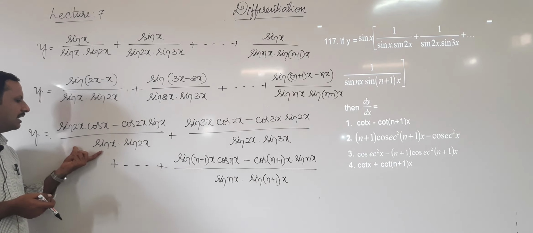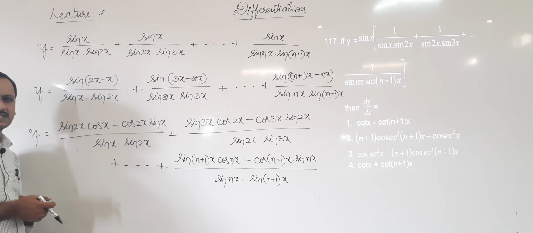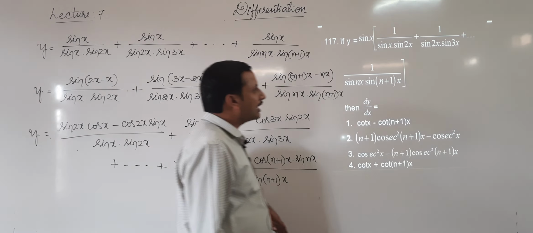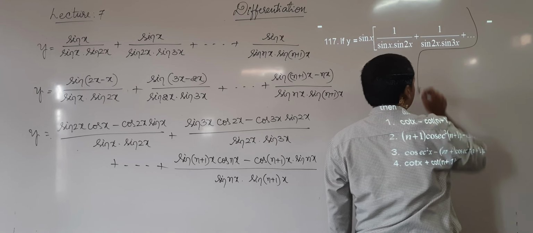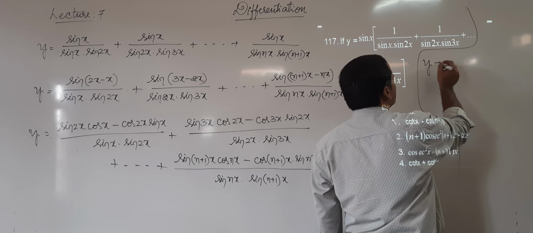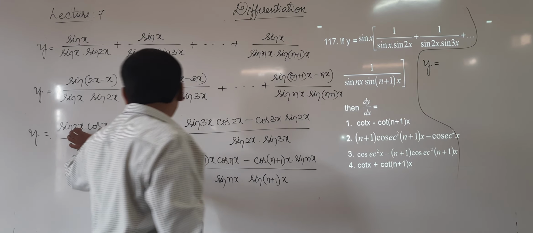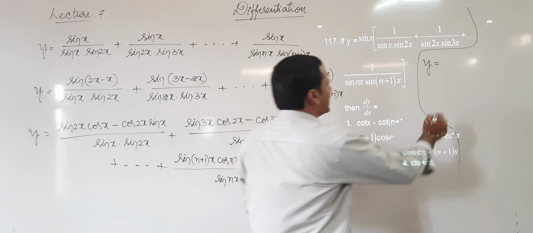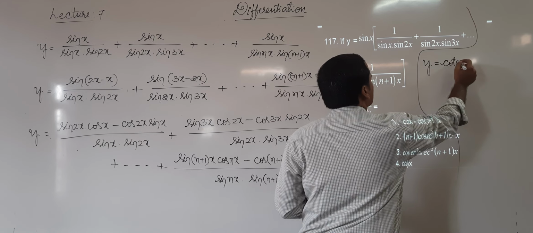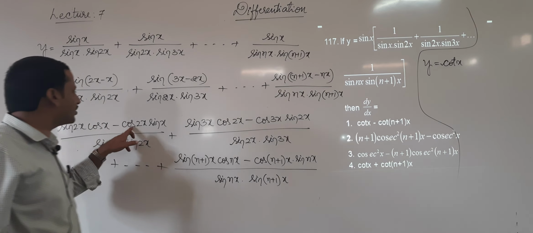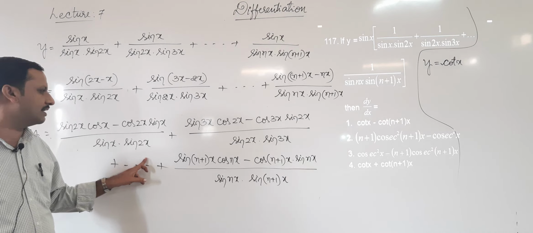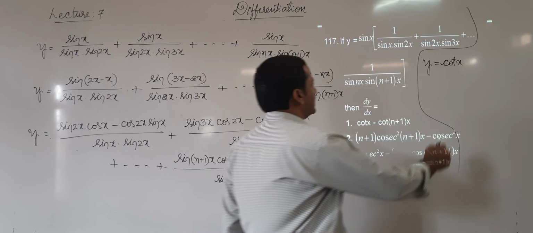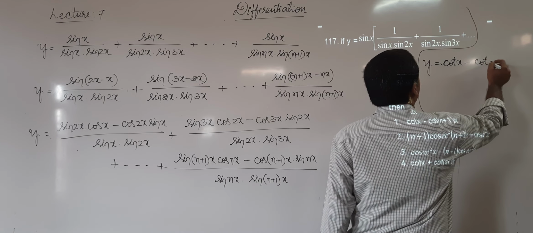In the first term, let us see what happens. Sin 2x gets cancelled, cos x by sin x will remain. So y is equal to: first term sin 2x cos x by sin x sin 2x, sin 2x gets cancelled, cos x by sin x I will write as cot x, minus second term cos 2x sin x by sin x sin 2x, there sin x gets cancelled, cos 2x by sin 2x, that will be minus cot 2x.